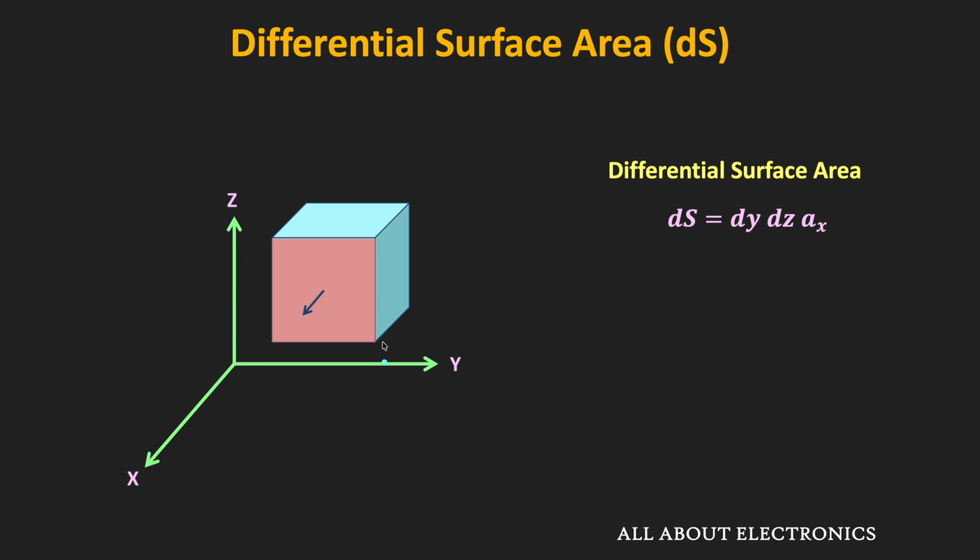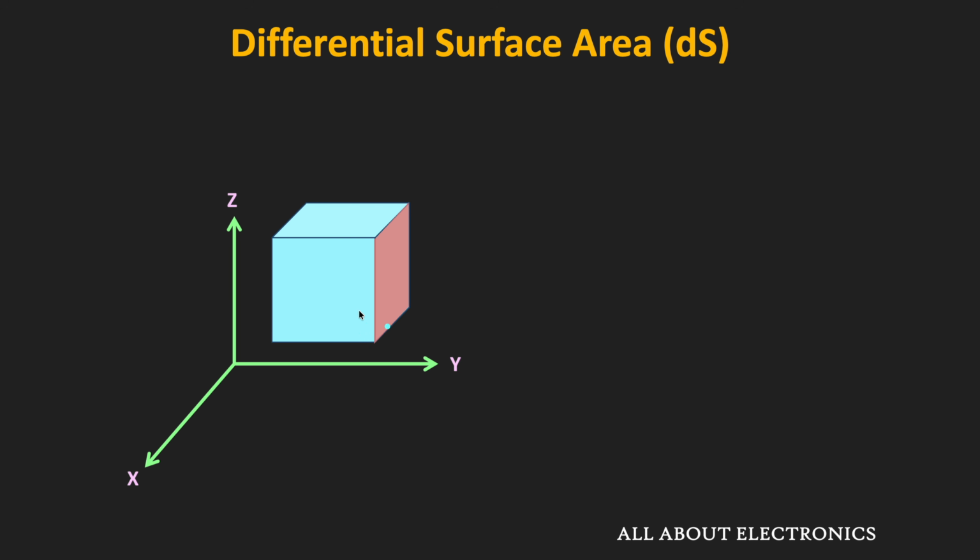Therefore, when the x coordinate is fixed, the differential surface area can be given as dy times dz times ax. That means this ds represents the tiny area of this surface. And if we integrate it over the boundaries of y and z, then we will get this entire surface area. So likewise, if we keep the variable y constant and change the x and z coordinates, then we will get the plane in this direction.